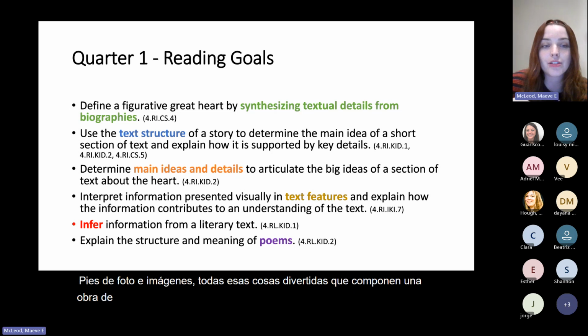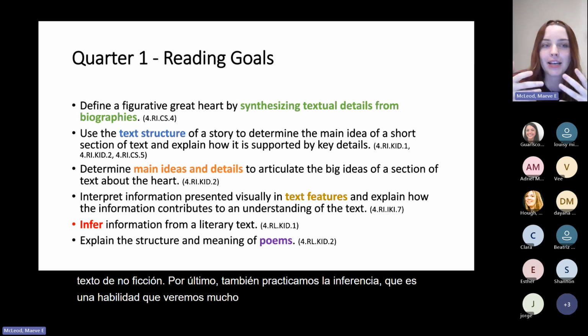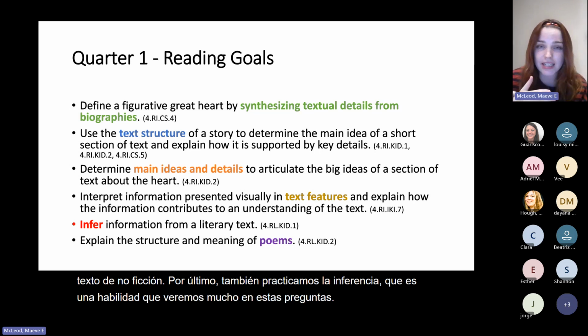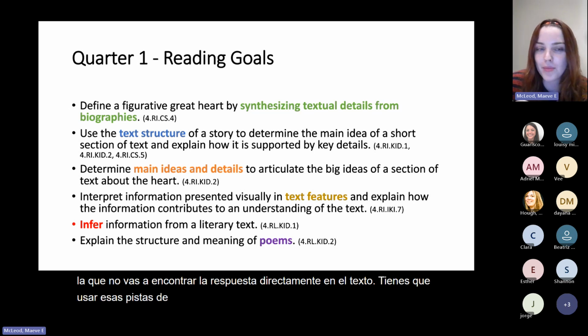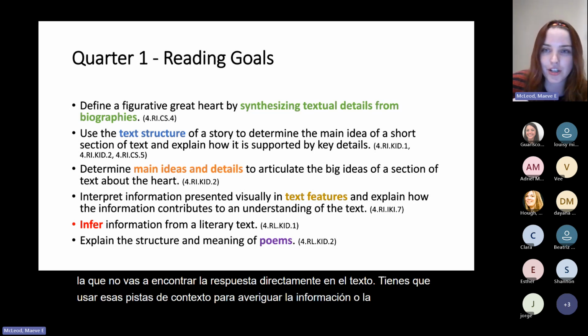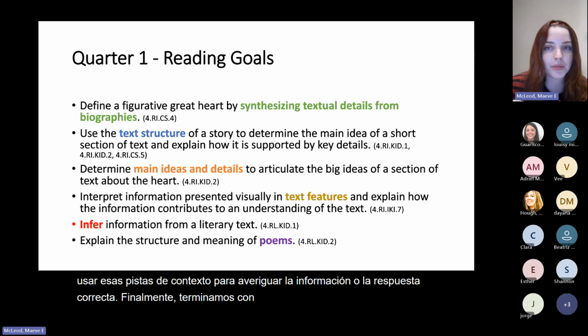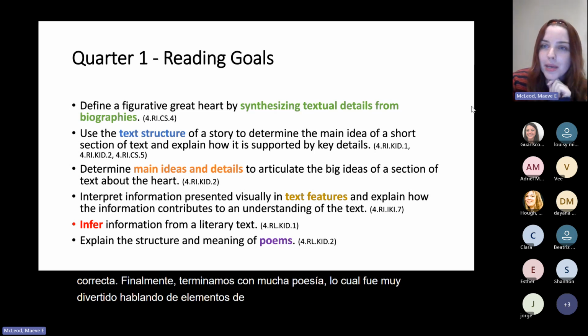Finally, we also practiced inferring, which is a skill that we will see a lot on these questions. It's a skill where you're not going to find the answer right in the text. You kind of have to use those context clues to figure out the information or the correct answer. Finally, we finished up with a lot of poetry, which was really fun, talking about elements of poetry and their structure and meaning.